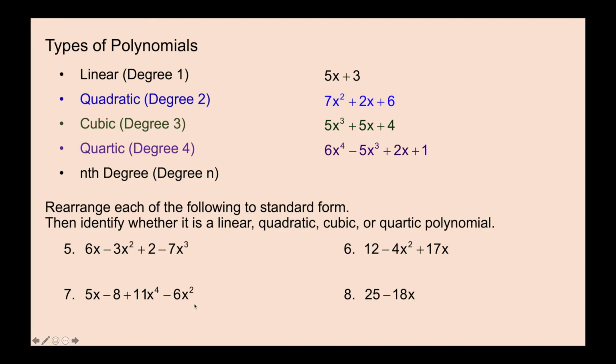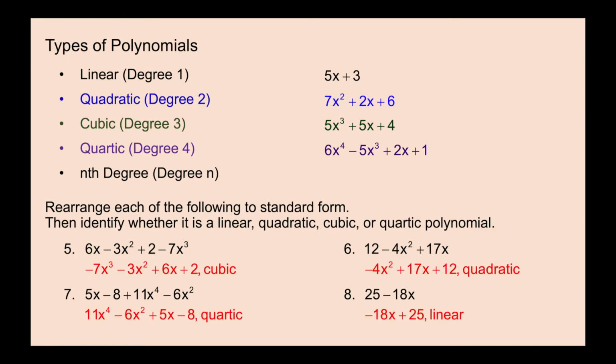For number 7, the highest degree is 4. So when I write these in order, 11x to the fourth goes first, followed by a degree of 3, which we don't have. So we move on to degree of 2, which is going to be minus 6x squared, and then followed by the positive 5x minus 8. And because our highest degree was 4 here, this is considered quartic. And then finally for number 8, when I rewrite this, the highest degree here is 1. So it's going to be negative 8x plus 25, and that's going to be considered linear. And there are the answers.